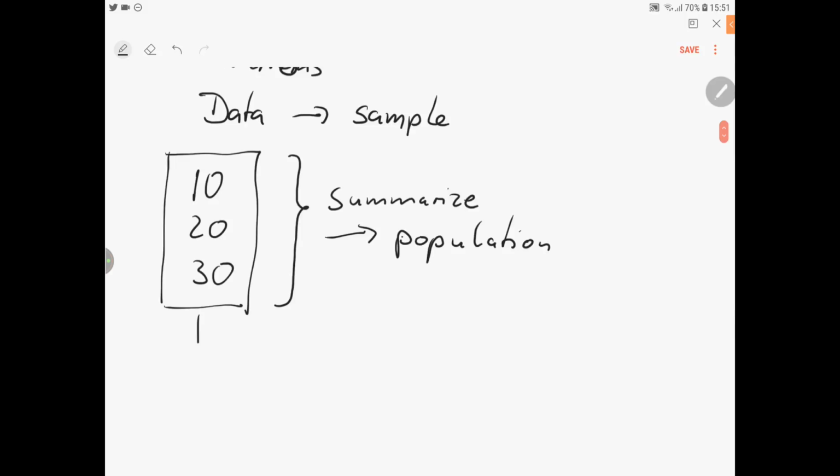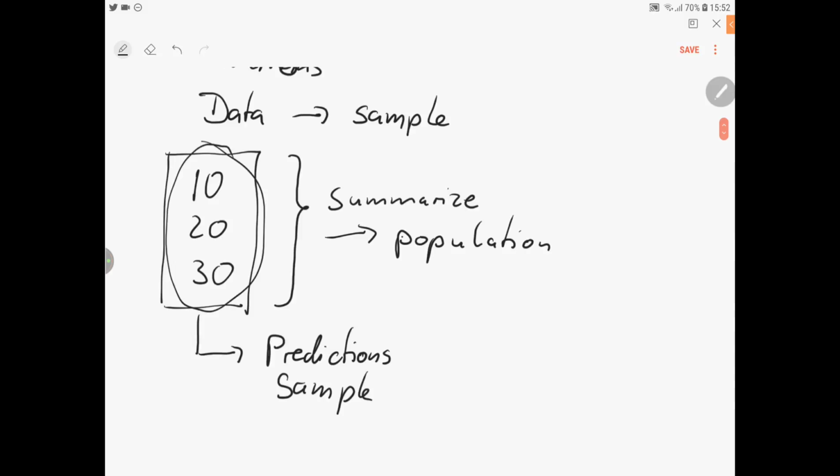However, if we want to use this data to make predictions about, for example, what would happen if we not just have these 3 measurements, but if we did 20, 50, 100, 500, 10,000 measurements, if we want to make these predictions, then we would use these data as a sample.